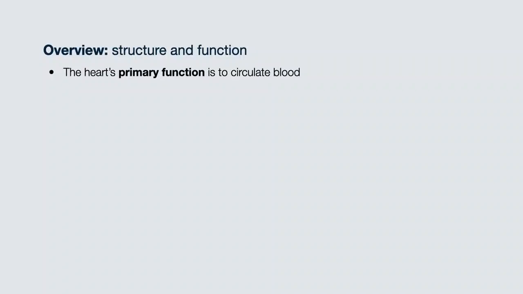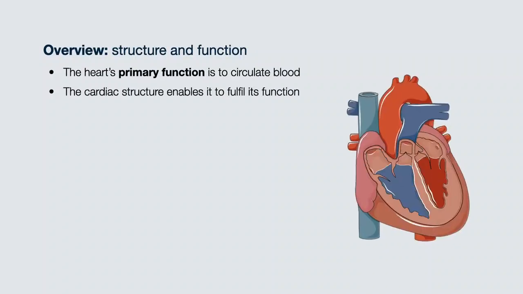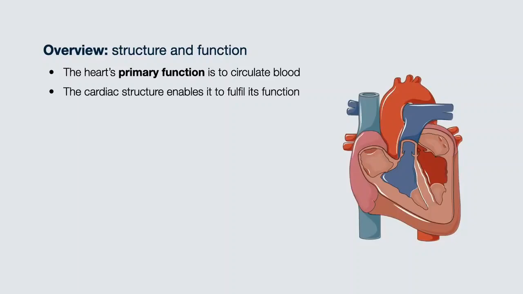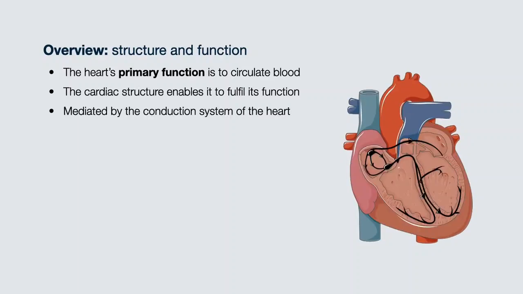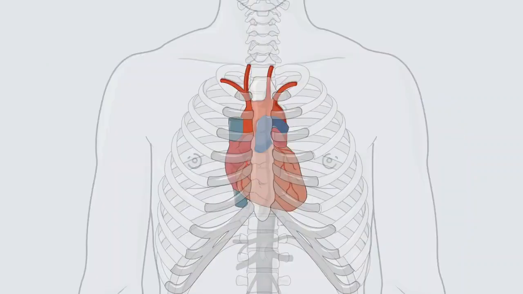function is to circulate blood around the body, and the cardiac structure enables it to fulfill this function. This whole process of coordinated cardiac contraction is mediated by the conduction system of the heart. Looking at the heart within the thoracic cavity, note the intercostal spaces as shown here. When the heart beats, the apex is palpable along the mid-clavicular line at the fifth intercostal space.